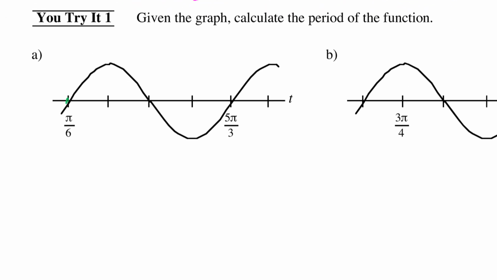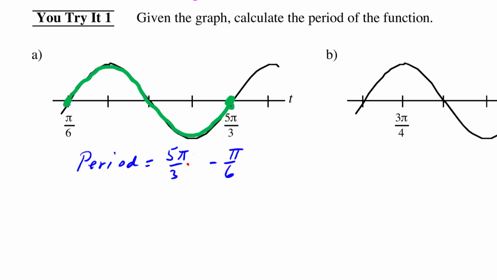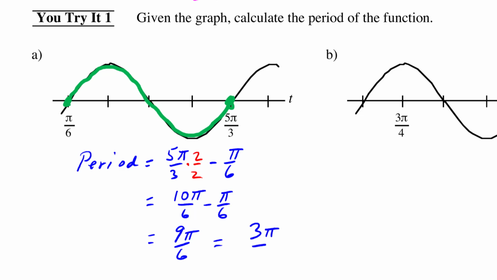So let's practice that. Here I have a graph of one function or the other. I don't know which it is. And it's the cycle that starts at pi over 6 and ends at 5 pi over 3. So the period is the difference between those two values, 5 pi over 3 minus pi over 6. And we need to get a common denominator, so we multiply by 2 over 2. And we see 10 pi over 6 minus 1 pi over 6 is 9 pi over 6. Simplifies to 3 pi over 2. And that's the period of that graph. I'll leave the other one up to you.